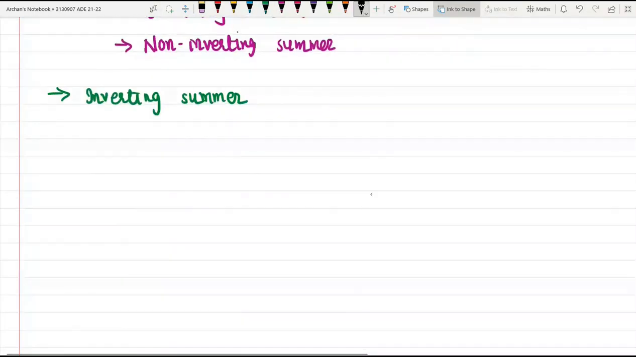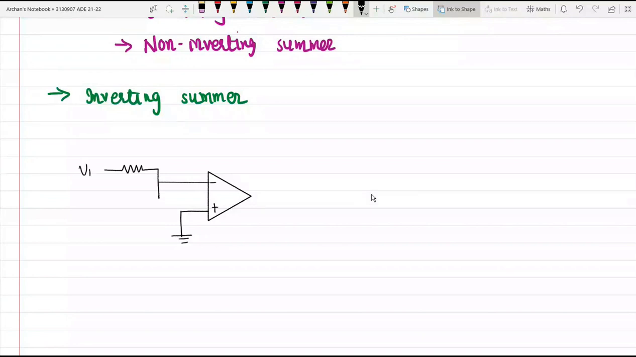So we have an operational amplifier whose non-inverting terminal is grounded. And to the inverting terminal, as we have discussed, we will provide multiple inputs. Say this is my input V1 and this is another source, say V2. This is resistance R1, this is resistance R2, and we have feedback resistance RF. And we are measuring the output voltage V0 over here.